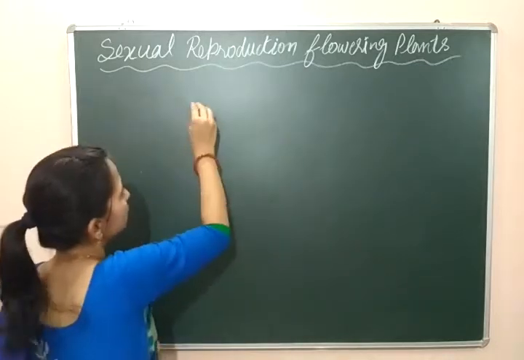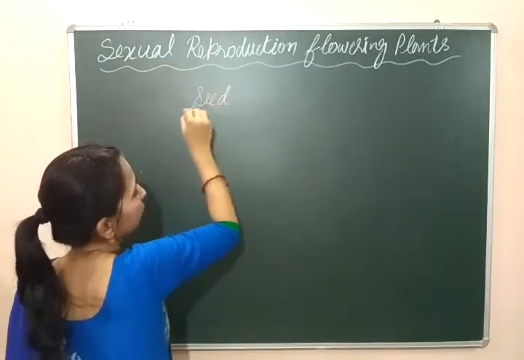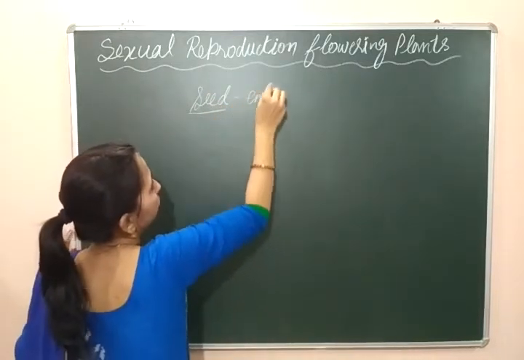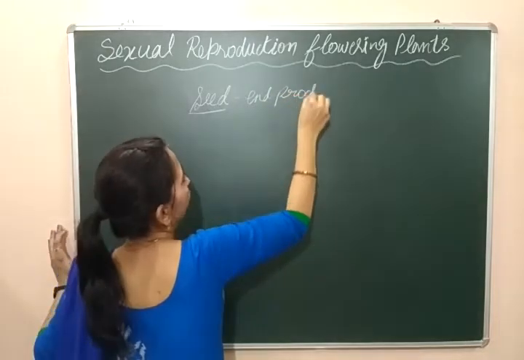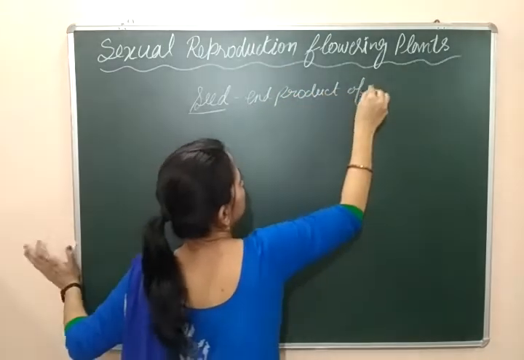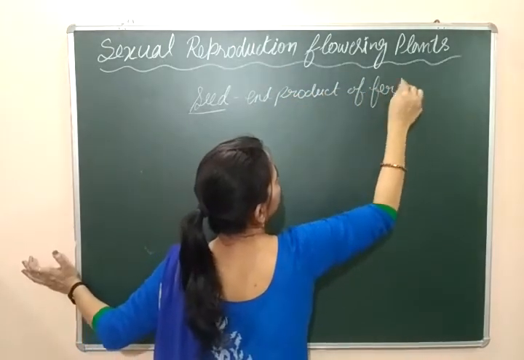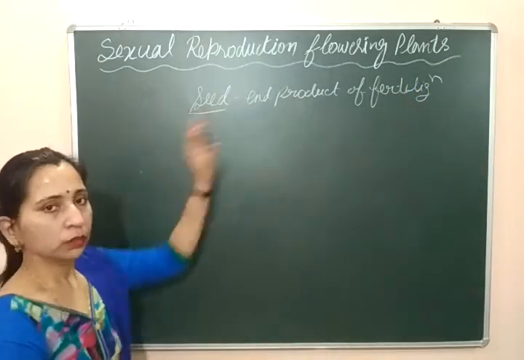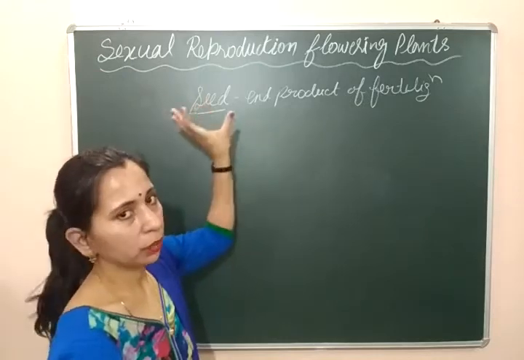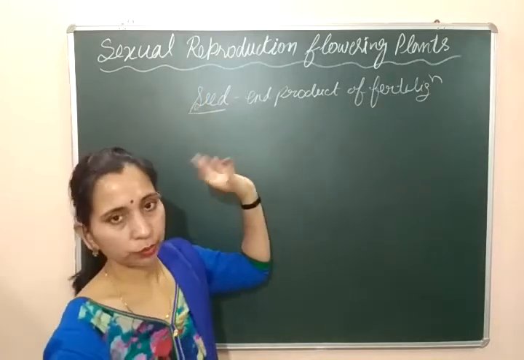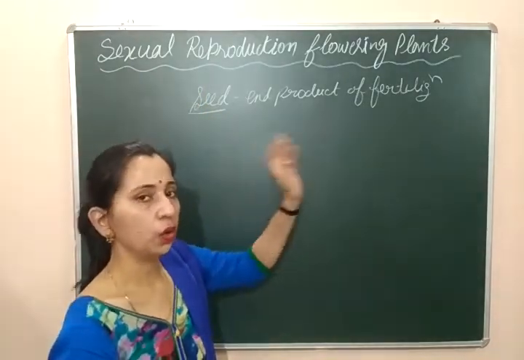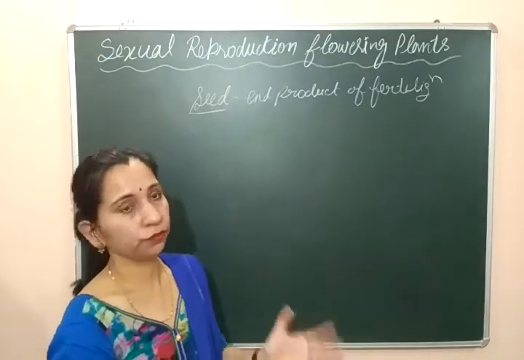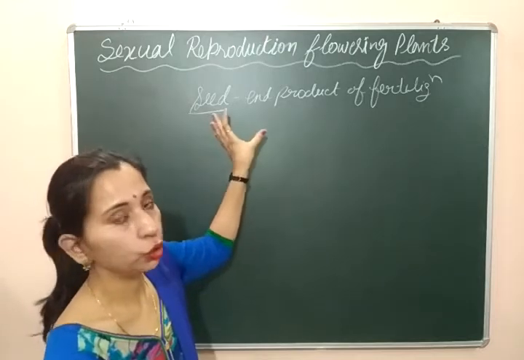So let's start with the seed. Seed is the end product of fertilization. After fertilization, seeds are formed, and this is a very important and critical process in sexual reproduction, because this seed will be able to convert into a new plant. It is able to give rise to the new plant.